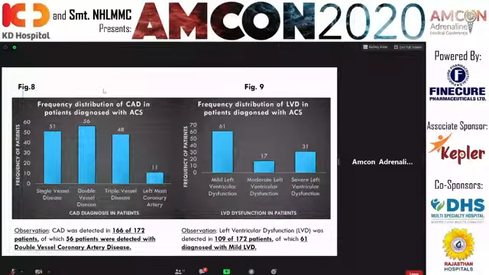In the patients of ACS, we also checked for CAD: single vessel disease, double vessel disease, triple vessel disease, and left main coronary artery. 166 of the 172 patients were diagnosed with some sort of CAD, in which 56 patients were the highest number detected with double vessel disease. Following that, we also checked for the presence or absence of left ventricular dysfunction, where 61 patients were diagnosed with mild left ventricular dysfunction.